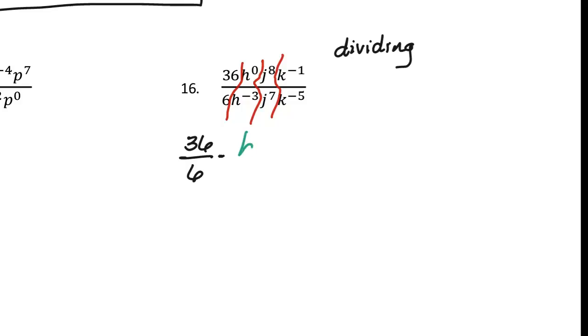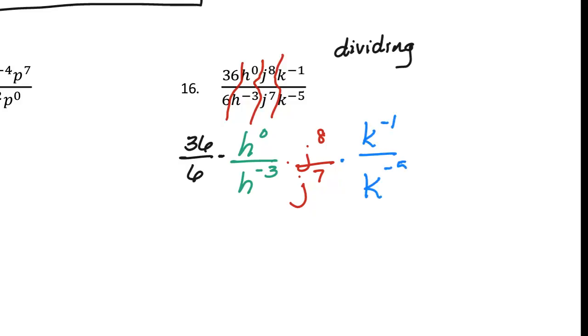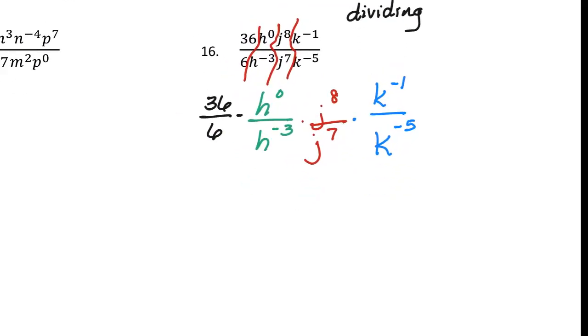So first up, I'm just going to rewrite them so they are kind of put together. 36 divided by 6, that's your coefficient. Times, then I have h to the 0 divided by h to the negative 3rd. I have j to the 8th divided by j to the 7th. And I have k to the negative 1 divided by k to the negative 5. Okay? So does everybody see how I've divided those up? All right, what is 36 divided by 6? 6.